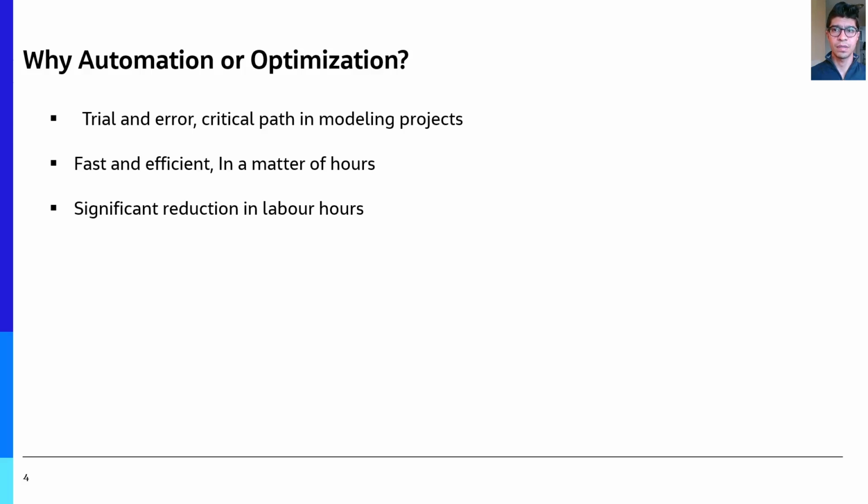So what we did here was automation first, and then optimization of calibration, which is fast and efficient. You're going to get the model calibrated in a matter of hours. Yes, you heard that right, in a matter of hours, instead of probably weeks, as I have experienced even in small models. And it's a significant reduction in labor hours from a project management point of view. So that's why we use optimization of calibration, or automation of calibration.